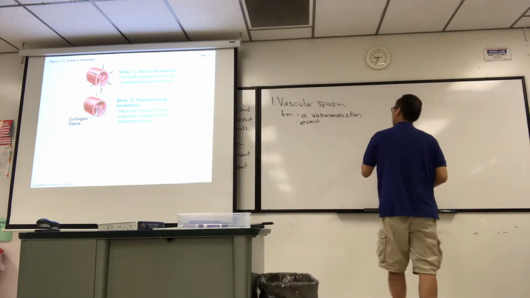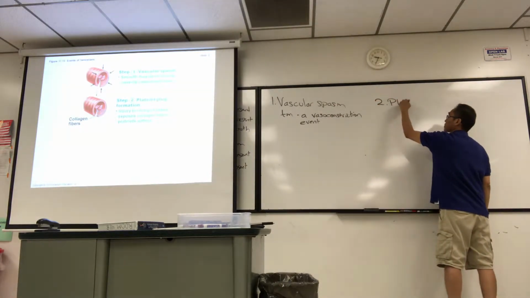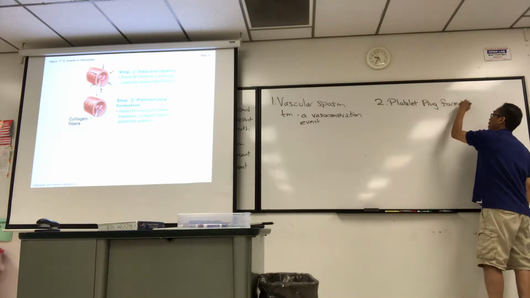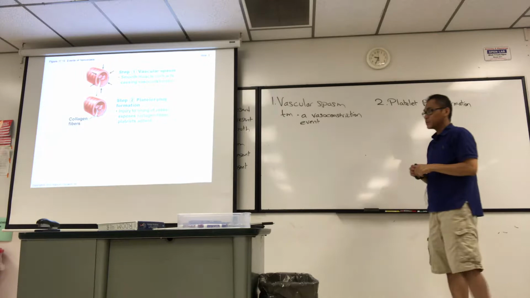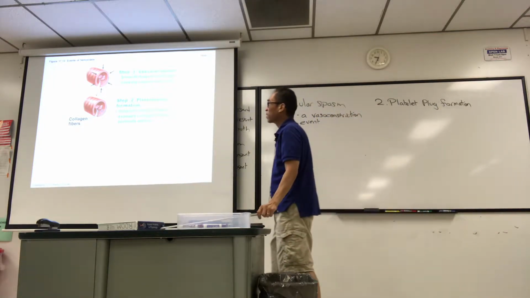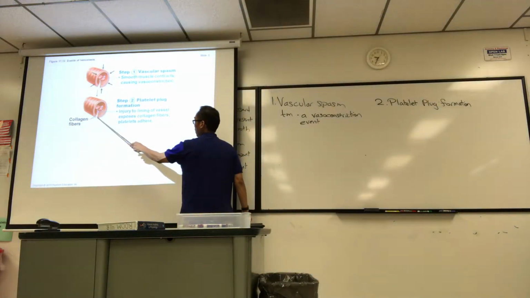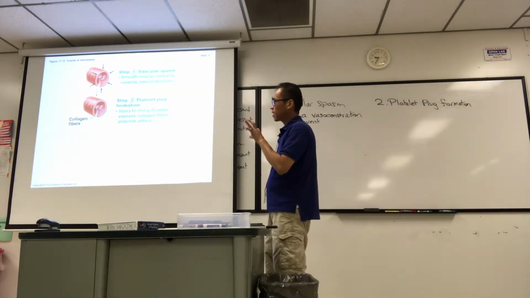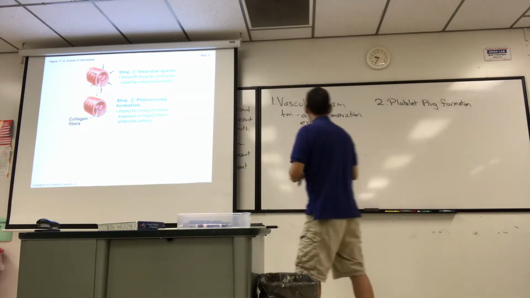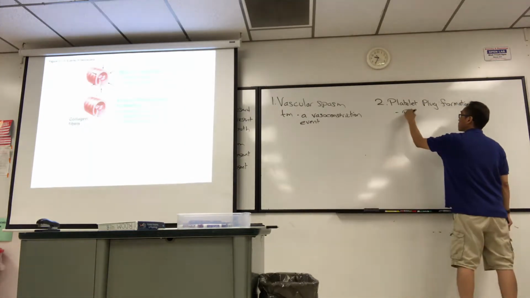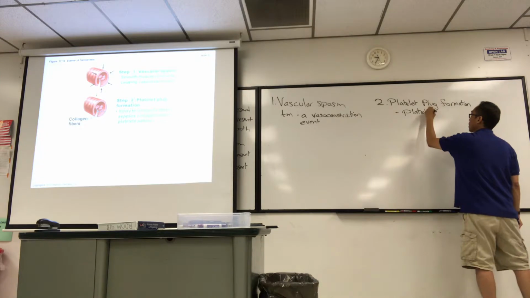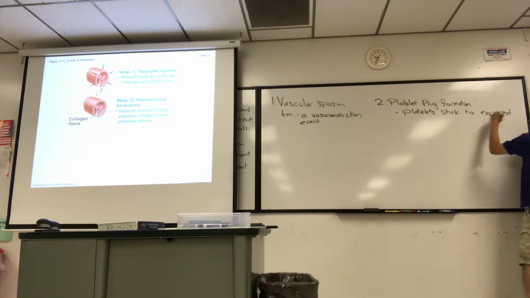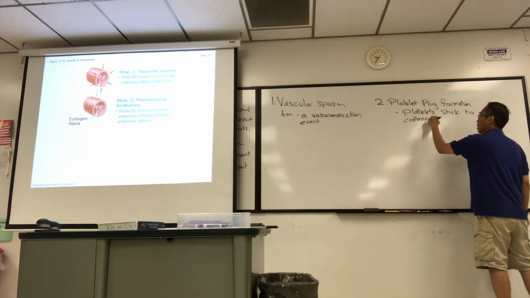Now the second step is platelet plug formation. What may be difficult to see in the picture is there's a little break, and that's where this is occurring after the spasm, right there. There's collagen fibers that are exposed from the underlying endothelial layers. And the platelets just kind of stick to the exposed collagen fibers. Okay? That's how this thing gets started. So platelets stick to exposed collagen fibers.